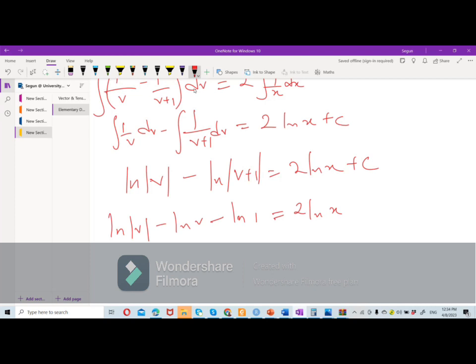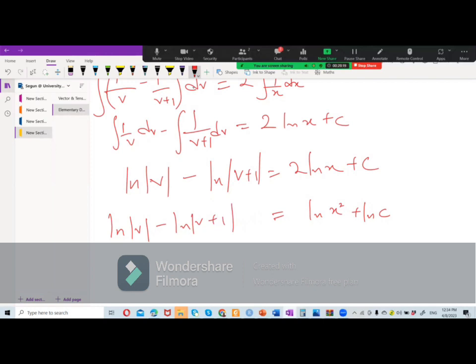or equals ln square x plus ln c. At the end, we can even leave this one alone, please, because division means what?